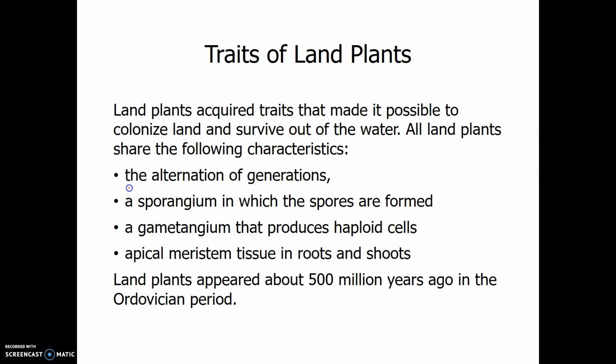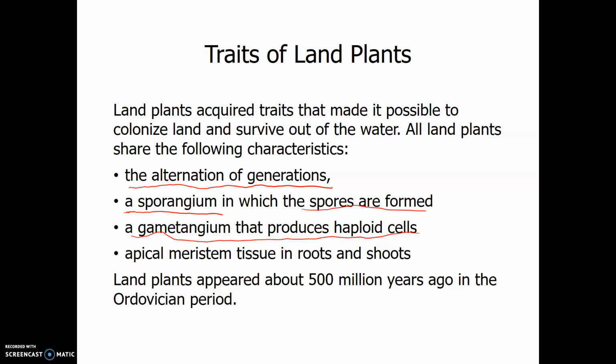They all have a life cycle called the alternation of generations. They're going to alternate between 2 different multicellular forms, the sporophyte and the gametophyte. Here they call the structure that produces the spores the sporangium. So they have a sporangium in which the spores are formed, and then a gametangium that produces haploid cells. So the sporangium is diploid and the gametangium is haploid.